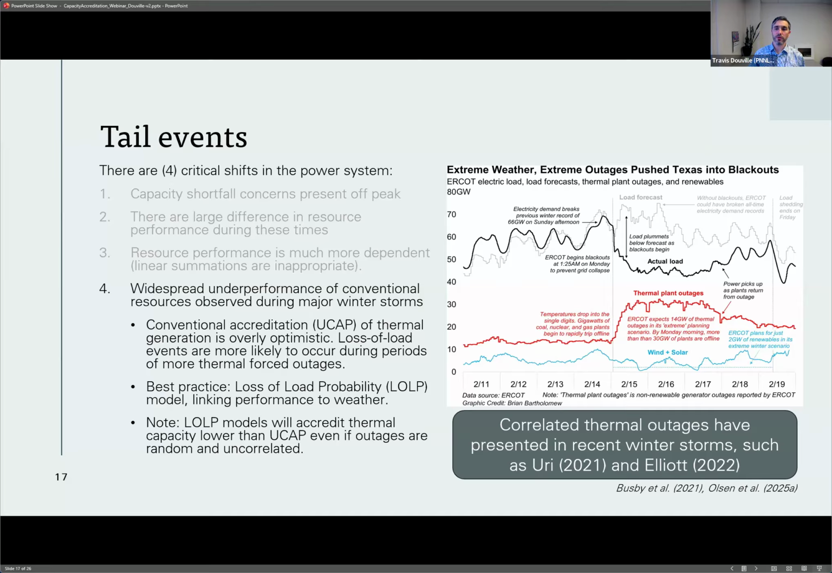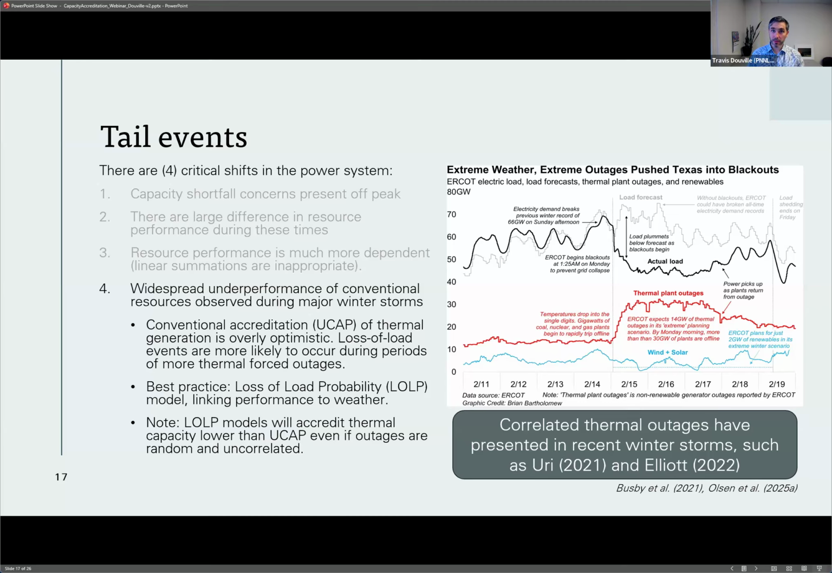The challenge is twofold. First, if the planner simply considers the UCAP method, in which nameplate capacities are derated to account for forced outages, they are unlikely to properly capture the system-wide effect of these thermal outages simply because the probability of loss of load grows significantly with thermal outages, given the nature of the systems we have today and how reliant they are on thermal. A stochastic loss of load model will properly capture this potential for multiple thermal forced outages to drive significant increases in loss of load. And this applies even if thermal outages are completely random and uncorrelated.